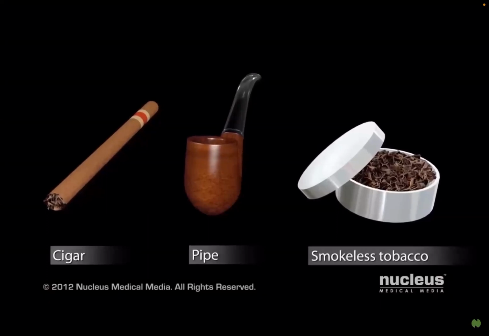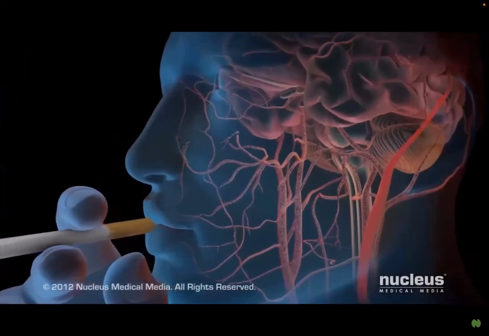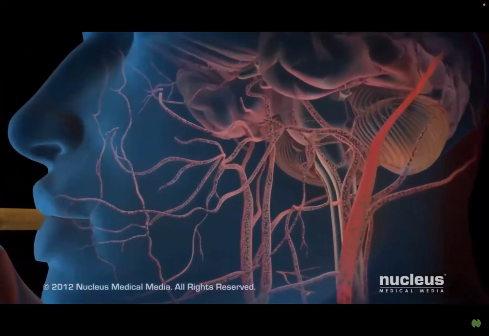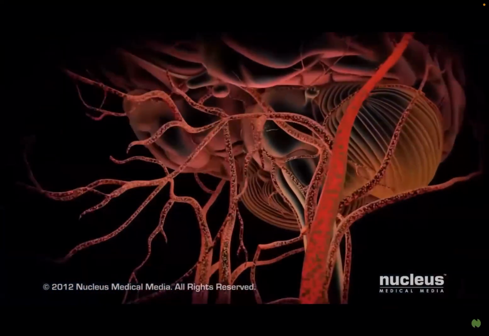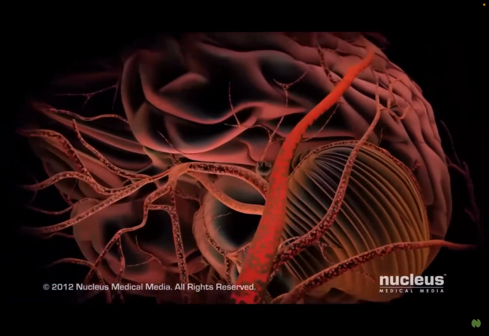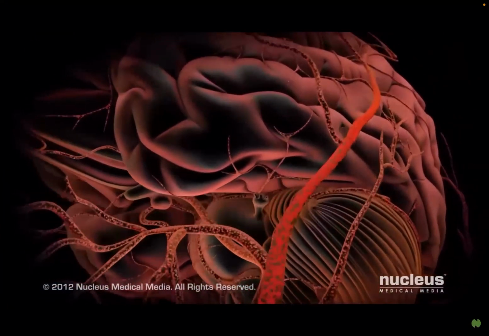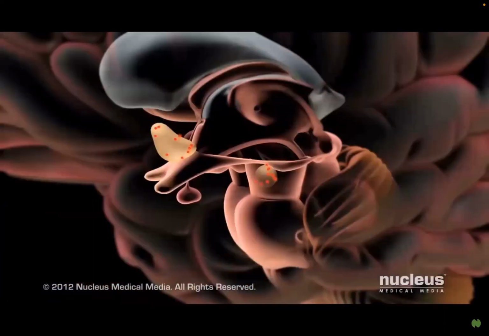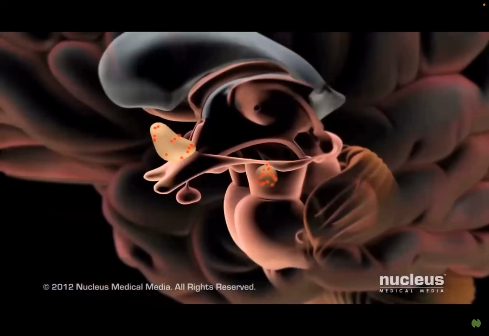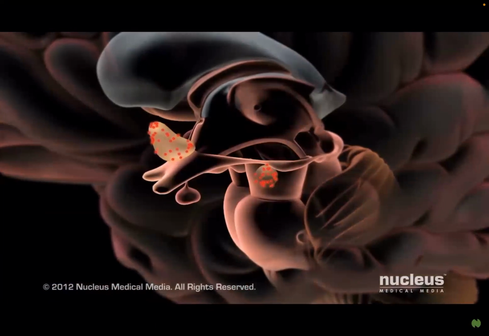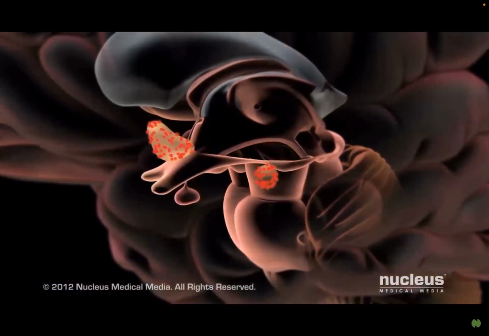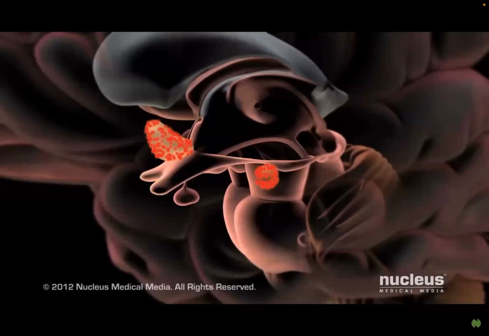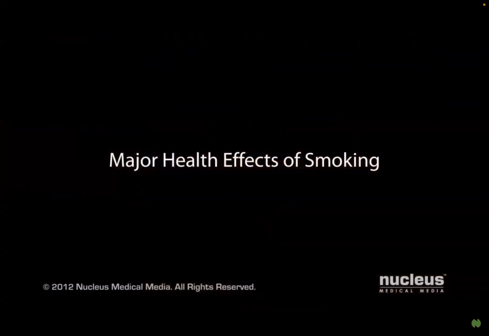All forms of tobacco are dangerous, including cigars, pipes, and smokeless tobacco, such as chewing tobacco and snuff. Nicotine is an addictive chemical in tobacco. After you inhale tobacco smoke, nicotine flows through the bloodstream to your brain, where it induces a pleasurable feeling. When you repeatedly expose your brain to nicotine, it becomes desensitized, making you crave more and more nicotine just to feel normal.